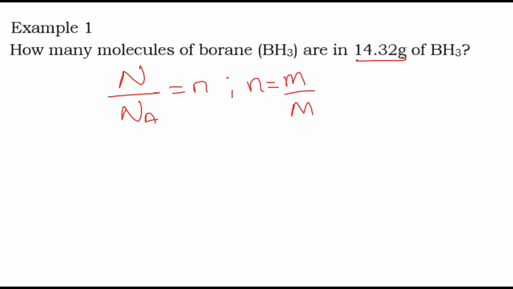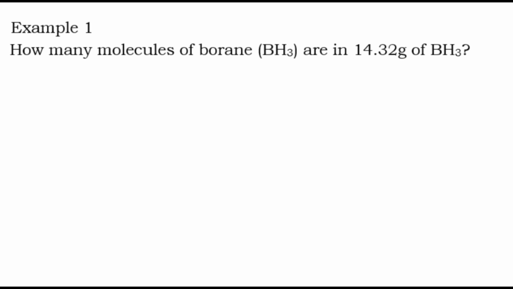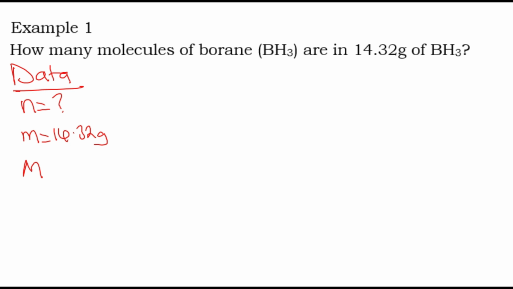So we have information that is in form of mass. So we're going to determine the number of moles first using mass over molar mass. Then once we determine the number of moles, we can use that to get to the number of particles. So let's begin. Data: number of moles unknown, mass 14.32 grams, molar mass. What's the molar mass of boron?